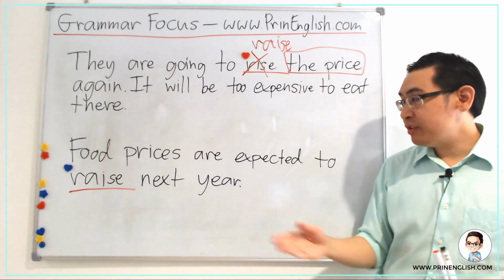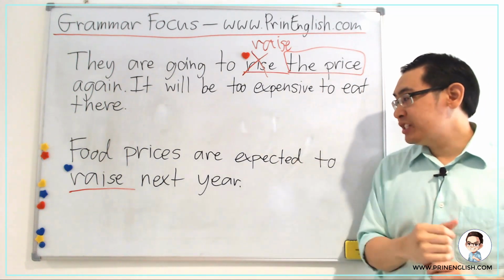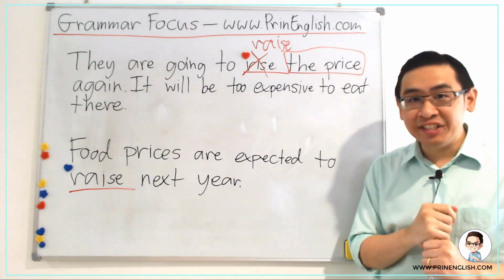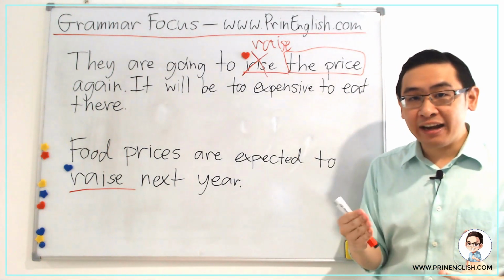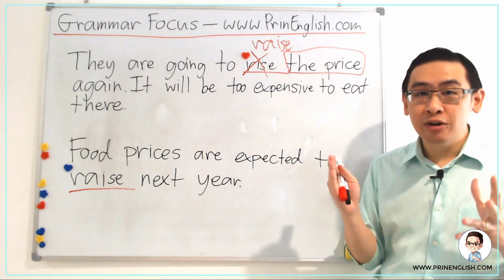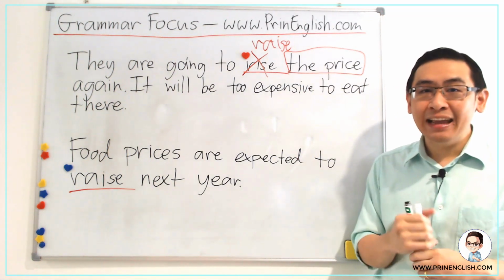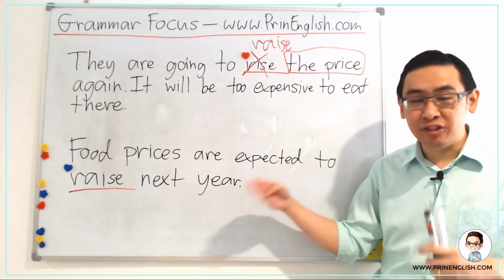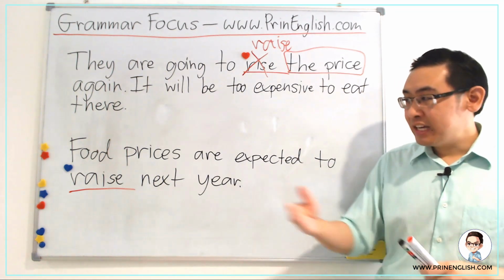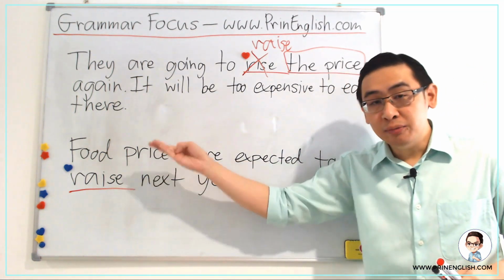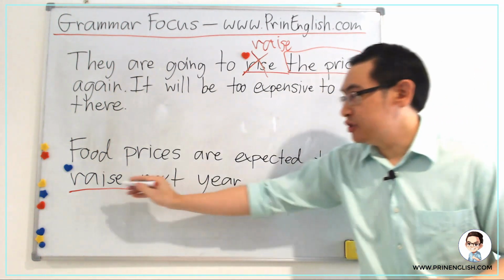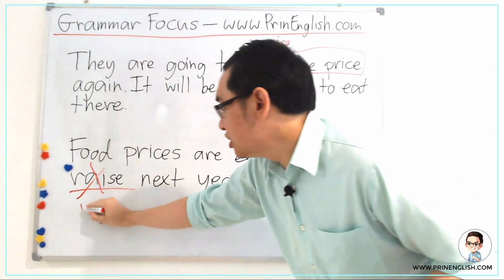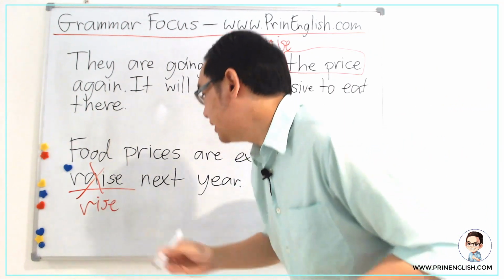Now how about the second sentence? Food prices are expected to raise next year. So it means that there is a forecast, so people think that it will cost more to buy various types of food in the upcoming year, so not this year but next year. Now is raise here with a blue heart correct or not? This one we should not use raise but we should use rise instead.